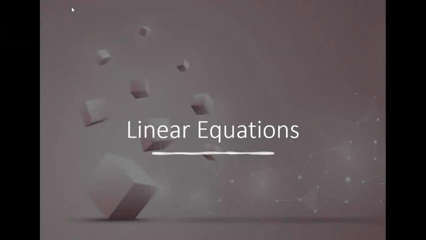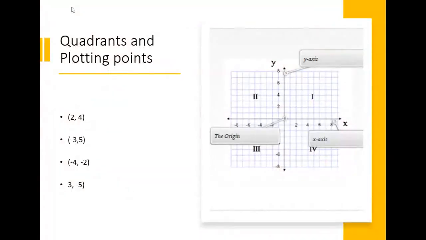As I said, we're going to start with linear equations. We're going to talk about what a linear equation is. We're going to start with quadrants and the way quadrants are laid out in an XY graph, as well as how to plot a point on a graph, because that's a pretty important thing to know before we get into graphing.